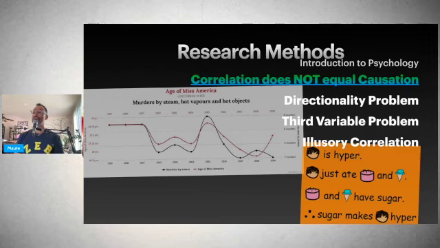How much sunscreen people use is positively correlated with their chance of getting skin cancer. Let me say that again. How much sunscreen people use is positively correlated with their chance of getting skin cancer. Does this mean that sunscreen causes cancer?